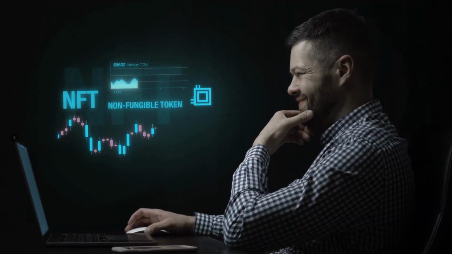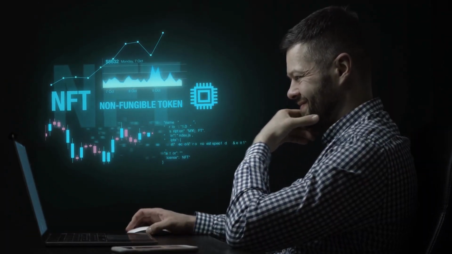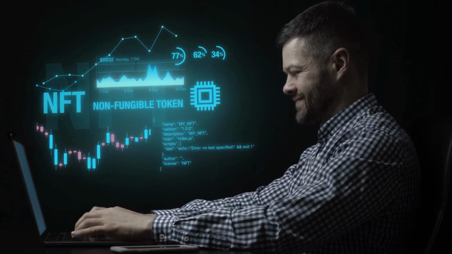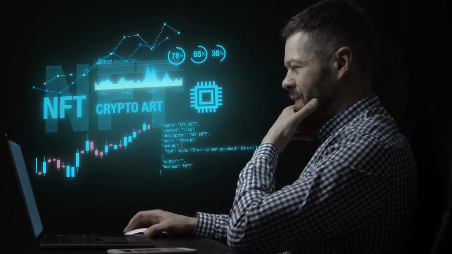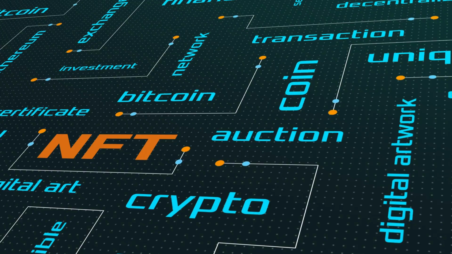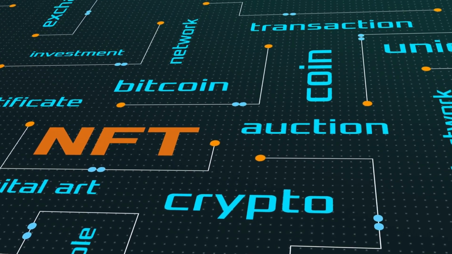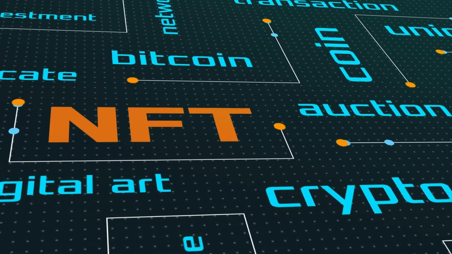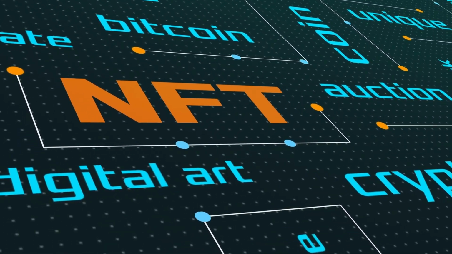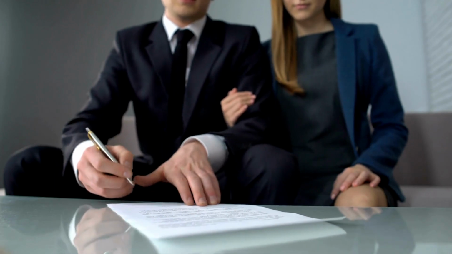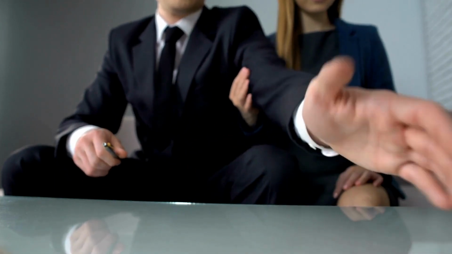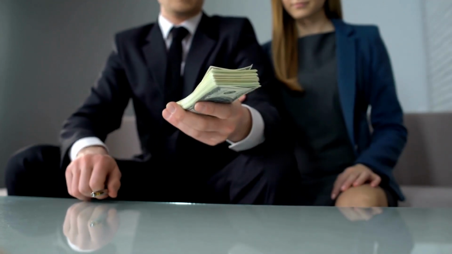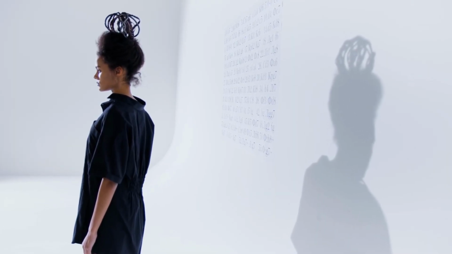And let's not forget the radical shift happening in art sales with blockchain technology. Crypto art, particularly NFTs or non-fungible tokens, has become a popular way to buy and sell digital art. It provides a decentralized, verifiable way to prove ownership of a unique digital item, including AI-generated art. This has not only expanded the art market but also challenged our understanding of value and ownership in the digital space.